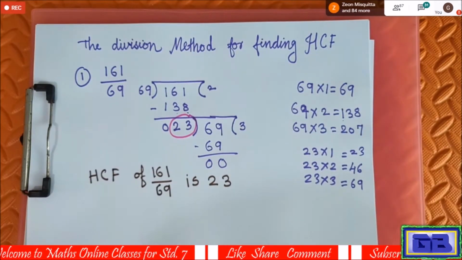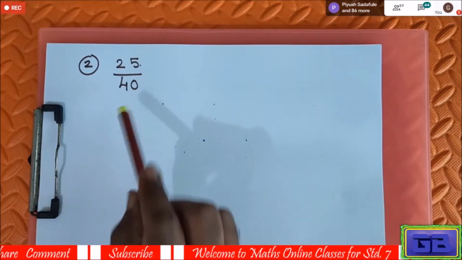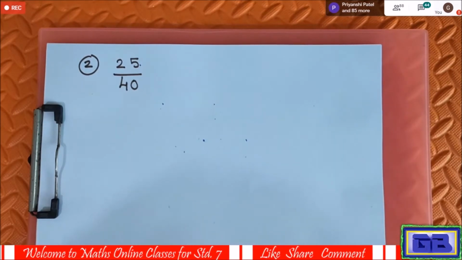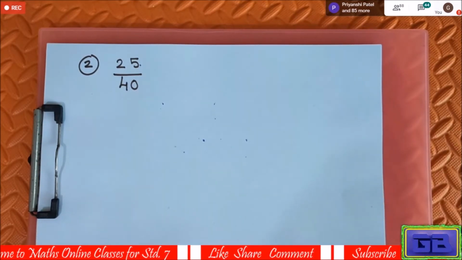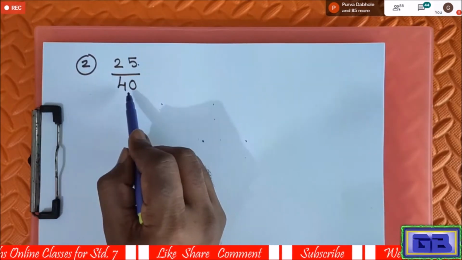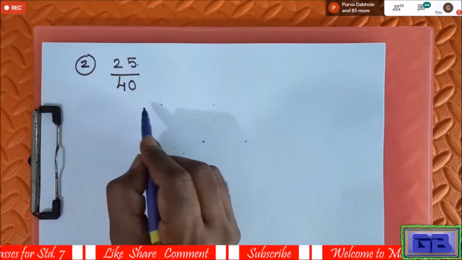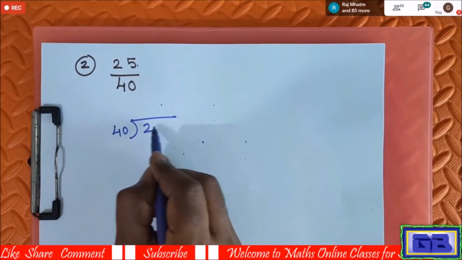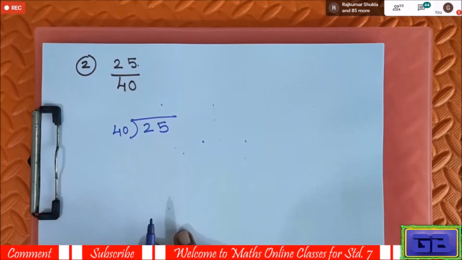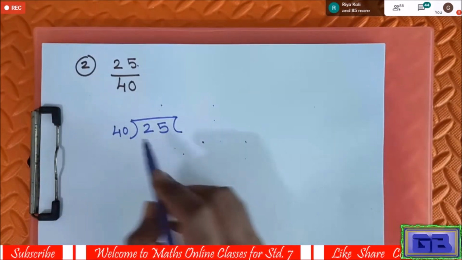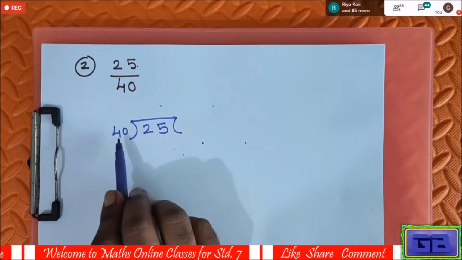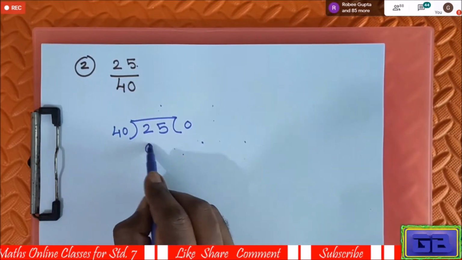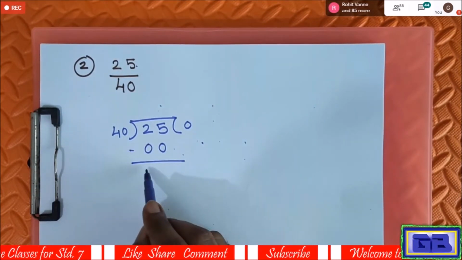Take one more example. Write down this example, 25 by 40. Write these numbers in division form. As I said, the denominator we have to take as the divisor, and 25 is the dividend. Now 25 is smaller than 40, so 40 zeros are 0. We get here 25.